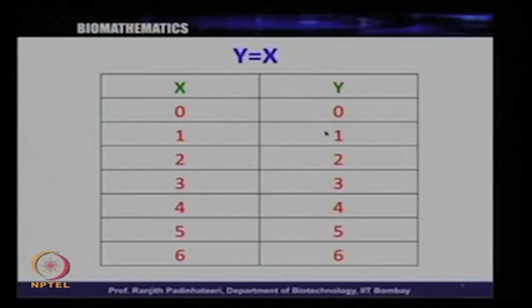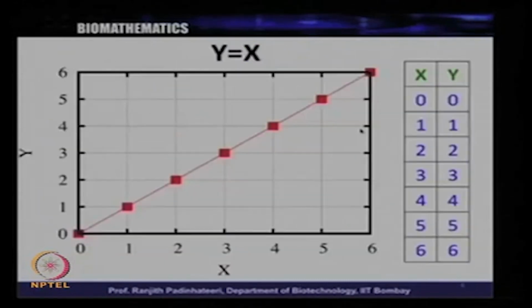When x is 1, y is 1. When x is 2, y is 2. When x is 3, y is 3. 4, 4, 5, 5 and 6, 6. So, this is a very easy point. It is easy to understand, because for every x value, the y value is the same. This is the simplest function you can think of, and let us see how this is plotted.